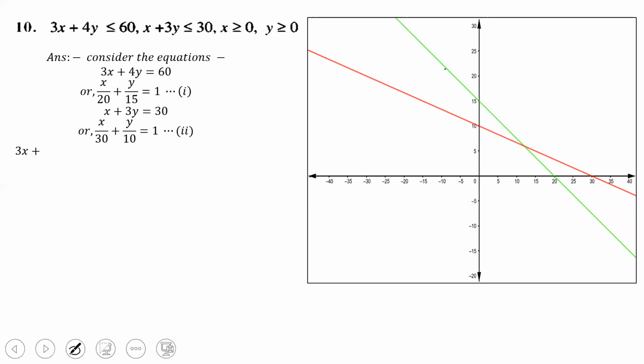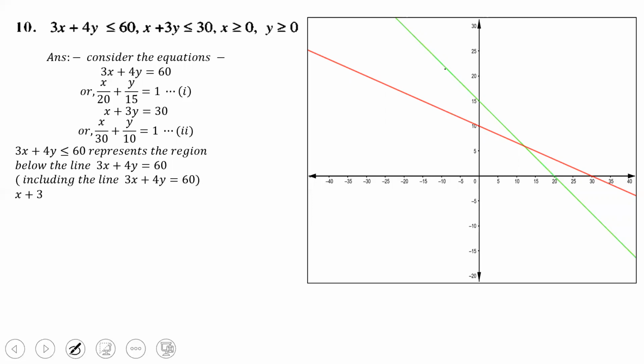Next, 3x plus 4y less than or equal to 60. Less than means the left hand side or the lower portion. So mark the region below the line 3x plus 4y equals 60, definitely including the line since the less than or equal sign is there. Okay, so if we want to mark it, it will look like that.